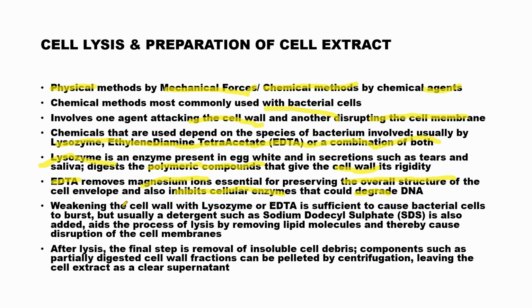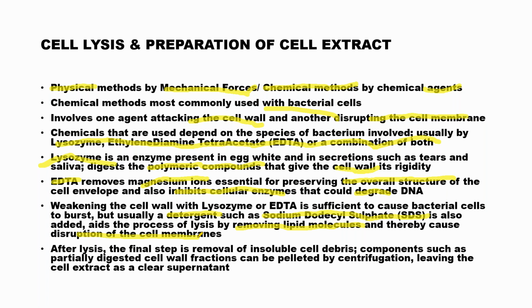Additional point. Weakening the cell wall with lysozyme or EDTA is sufficient to cause bacterial cells to burst. But usually a detergent such as sodium dodecyl sulfate, that is SDS, is also added, which aids the process of lysis by removing lipid molecules and thereby causing disruption of the cell membrane or plasma membrane.